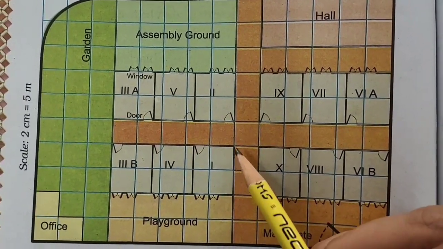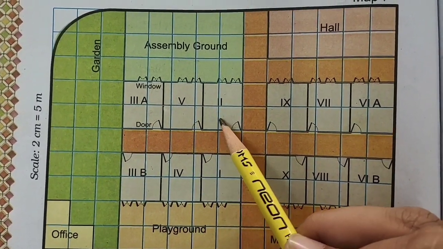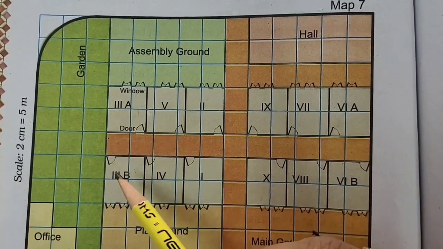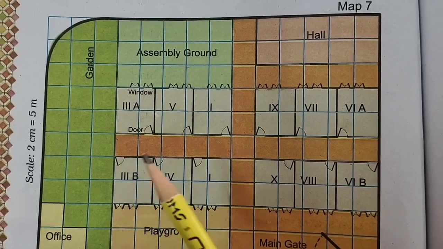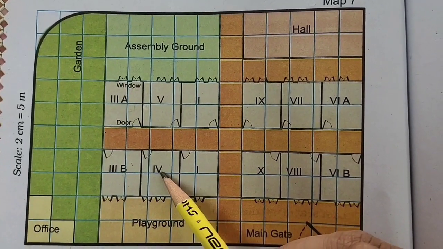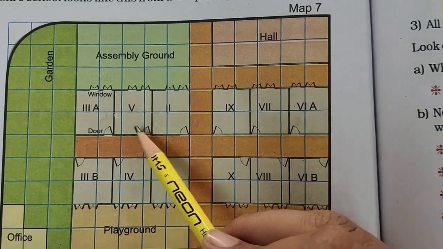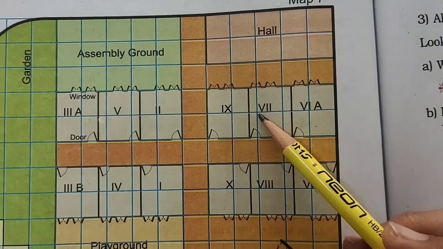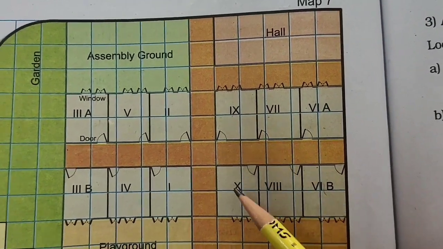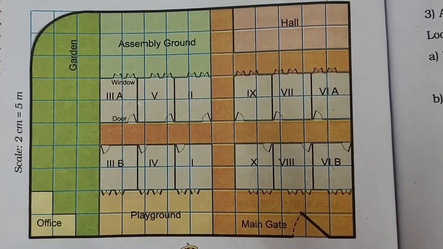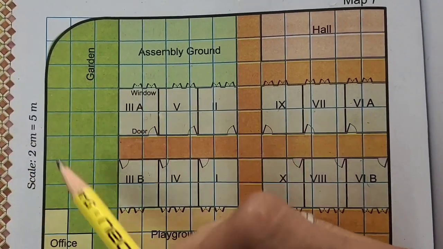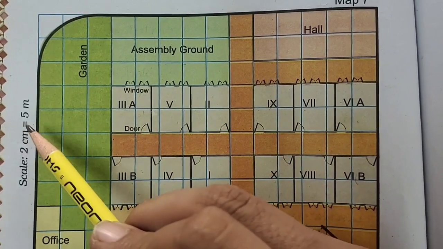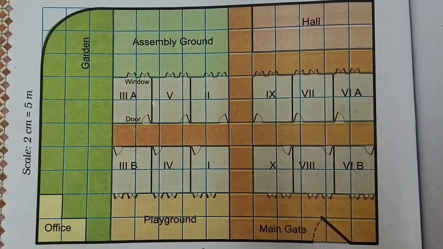Here you can see class 1, class 2, class 3rd A, 3rd B. Then this is 4th, this is 5th, 6th A, 6th B, 7th, 8th, 9th and 10th. The school contains the classes till 10. Here the scale is given on the map. It is 2 centimeter on map equals 5 meters on ground.